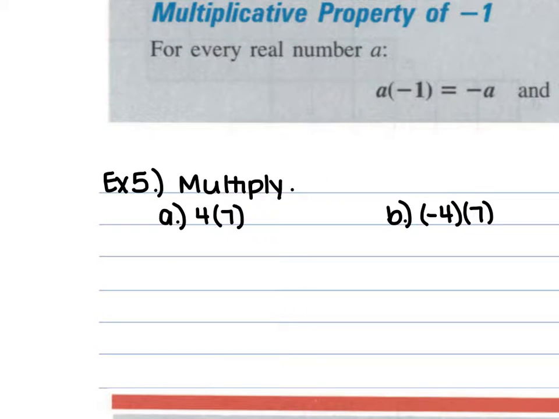Okay, so remember, if you are multiplying two numbers and they have the same signs, your answer is going to be positive. If you're multiplying two numbers and they have different signs, your answer is going to be negative. So if we look at example 5a, we have 4 times 7. Well, 4 times 7 is just 28.